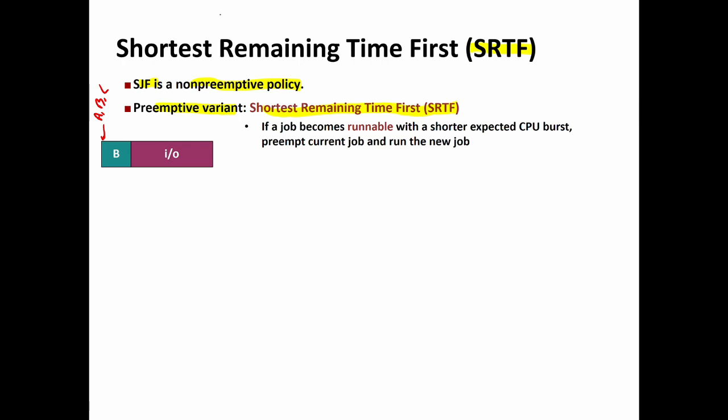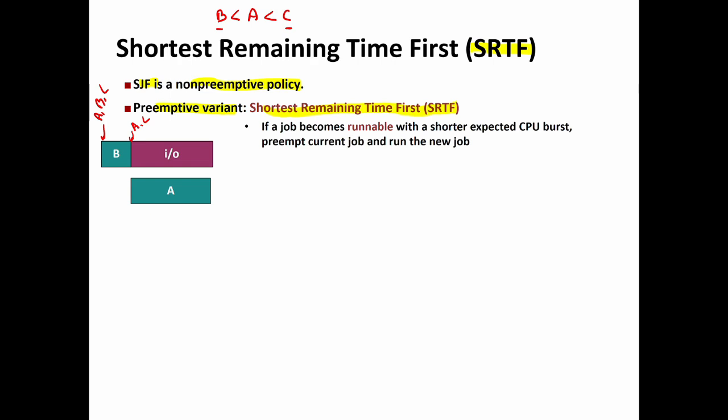Let me just draw this. So B had the shortest burst, and it was less than A, and it was less than C. This was a CPU-bound job, and this was an IO-bound job. So at this time, we pick B. Now when B goes for IO, we have A and C left, and as a result, we run A. Till now it looked exactly the same.